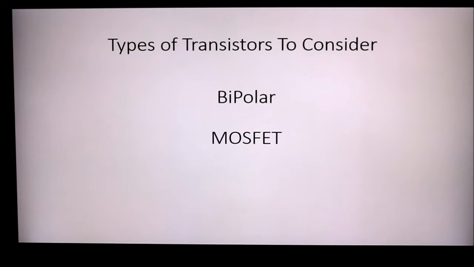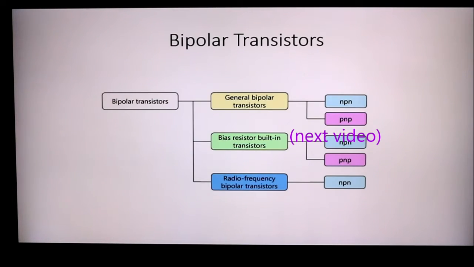There's two types of transistors we're going to talk about today. Primarily, the first one is bipolar, but there also are MOSFETs, and we're going to talk about that in part 2. There are several different types of bipolar transistors. General bipolar transistors are broken down into NPN and PNP, and we're going to focus on those. We're not going to talk about the bias resistor built-in transistors or the radio frequency RF transistors.